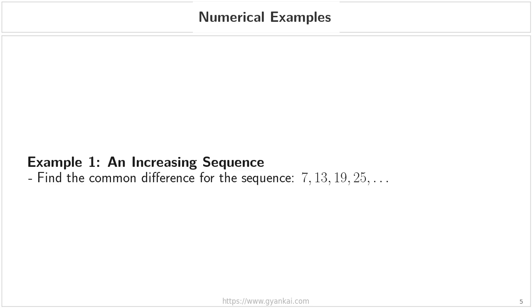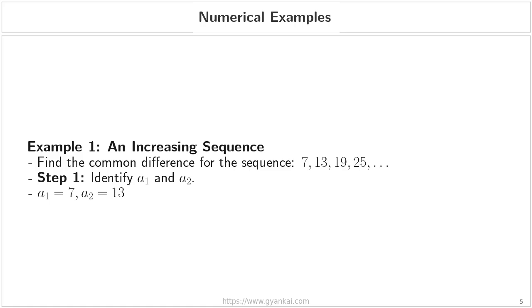Numerical examples. Now that we have understood the theory and the formula, let's put it into practice with our first numerical example. Take a look at this first example, which features an increasing sequence: 7, 13, 19, 25, and so on. Our goal here is to find the common difference.